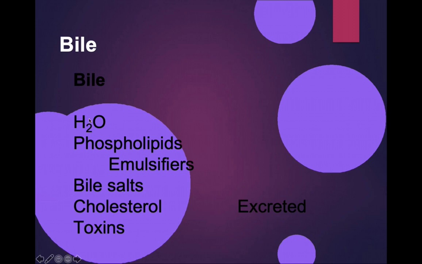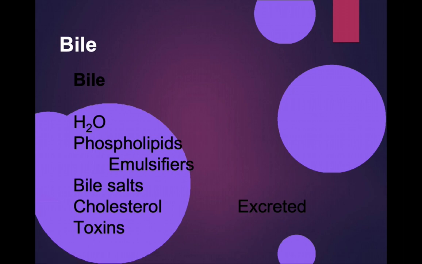What's in the bile is water and phospholipids. Those are the emulsifiers. And then we have bile salts, cholesterol, and toxins. These need to be excreted from the body. Okay, actually, let's correct this. So it's water, phospholipids, and the bile salts. Those are emulsifiers. They help to break down fat. The cholesterol and the toxins need to be excreted, and so does the extra bile. It also needs to be excreted.